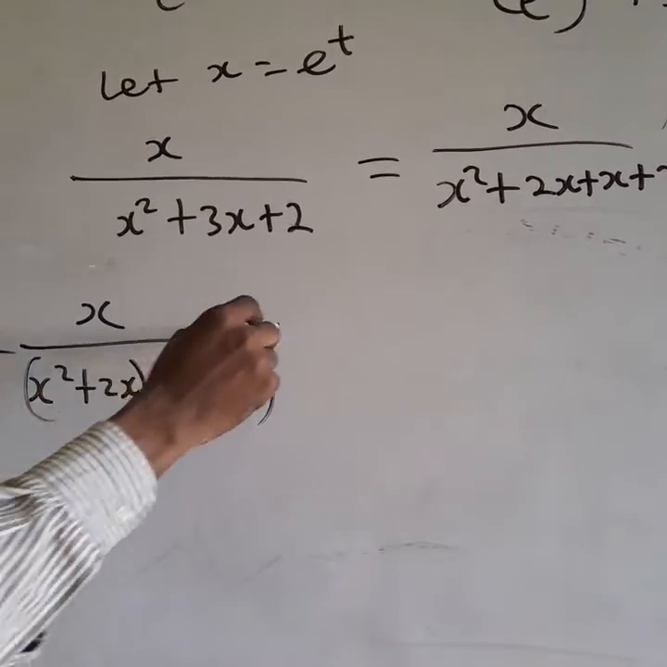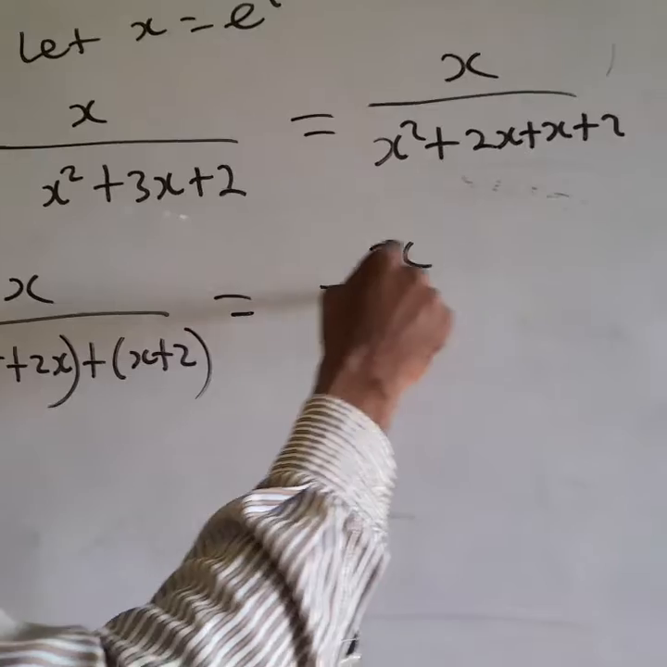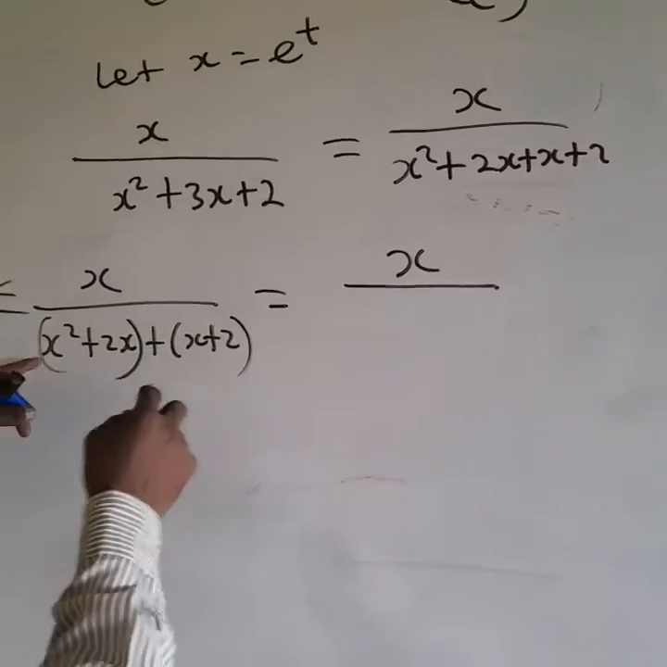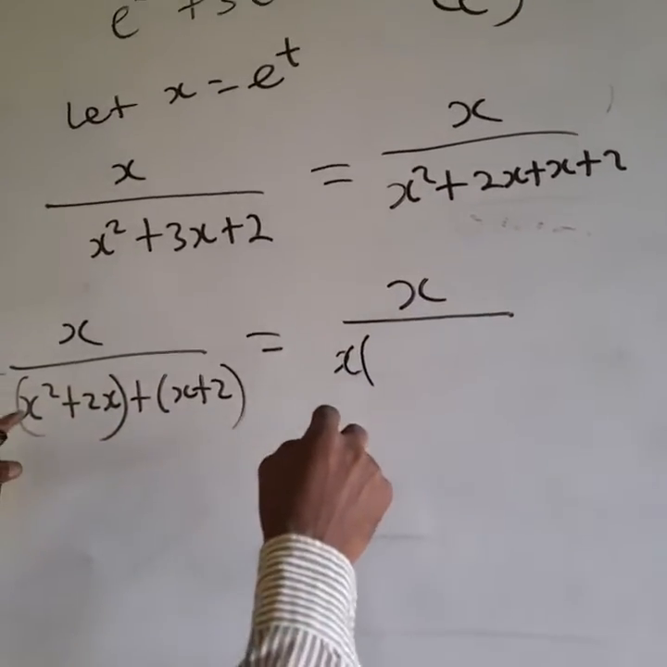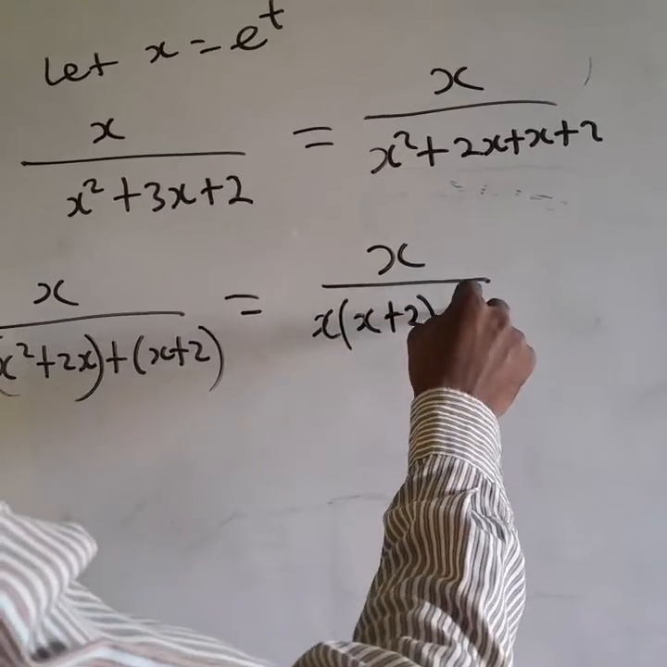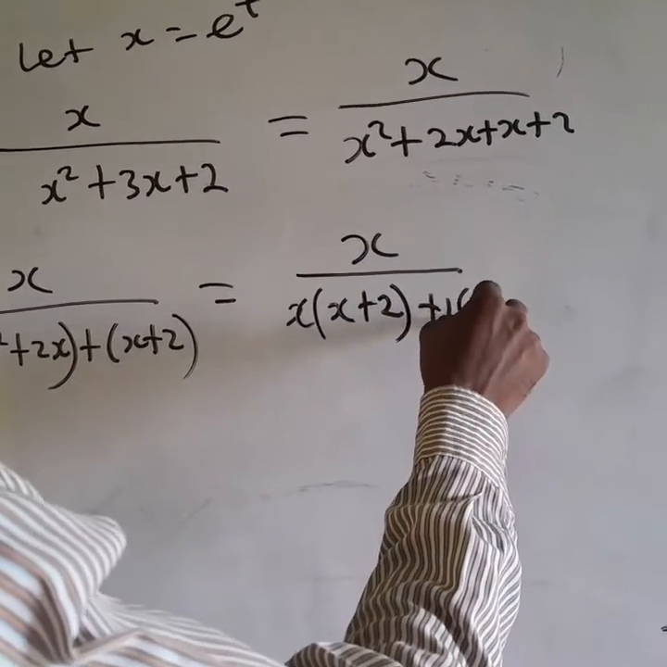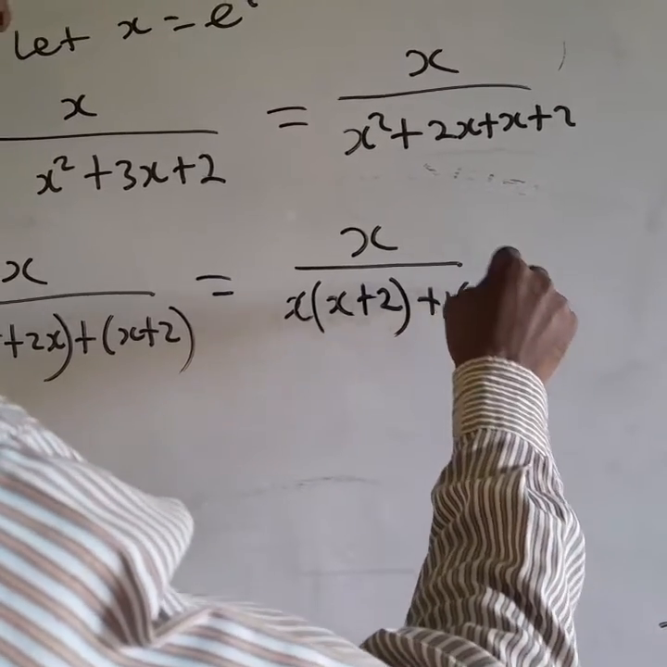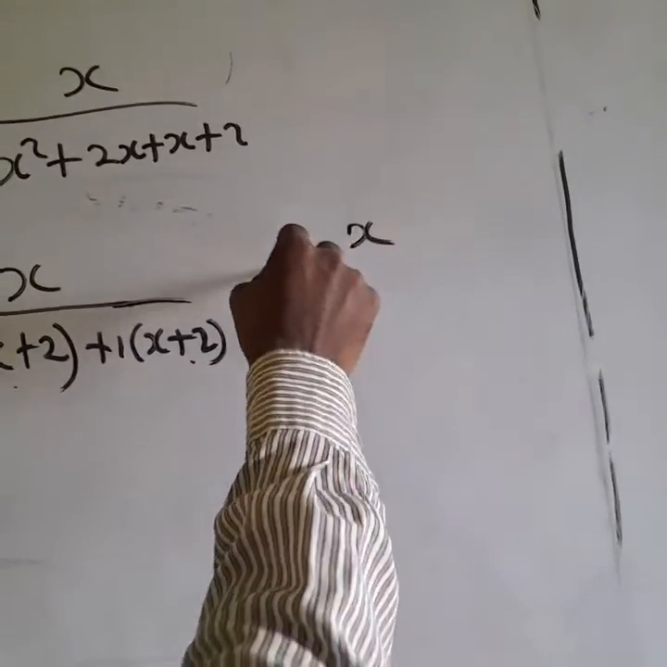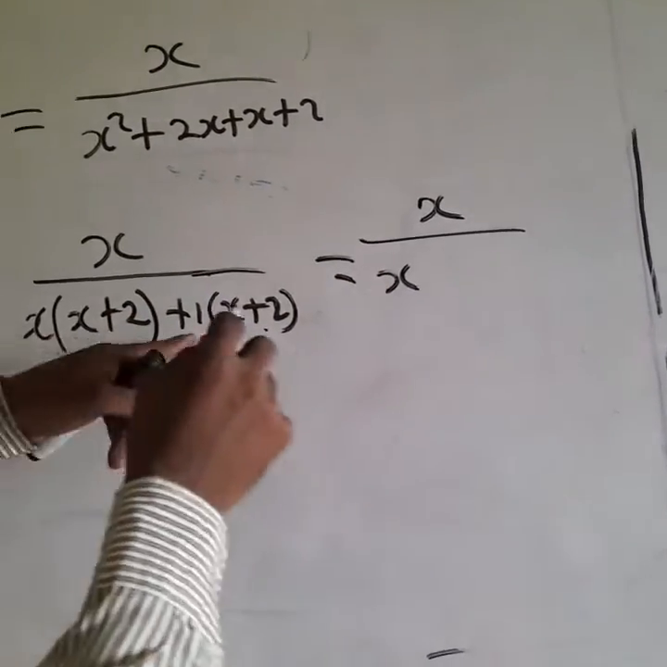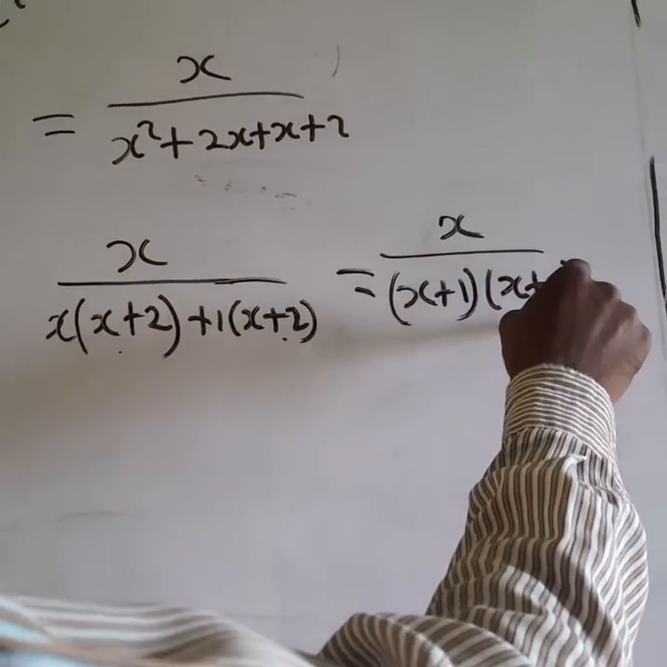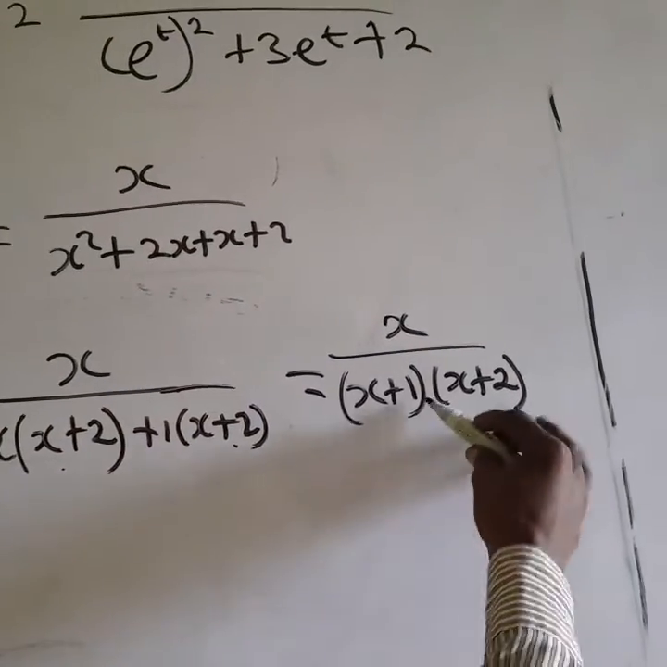What is common here? x is common. If you take out x, you have x plus 2. Here, what is common is 1 into x plus 2. Since they are the same thing, you write it as x plus 1, x plus 2. Now you've factorized this.